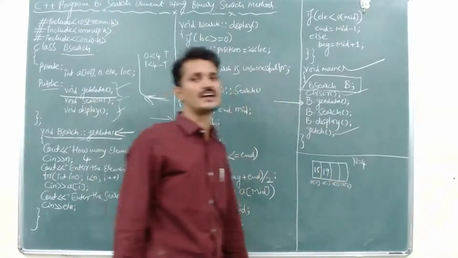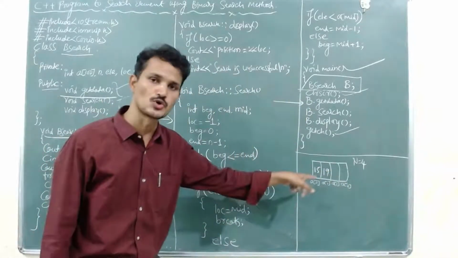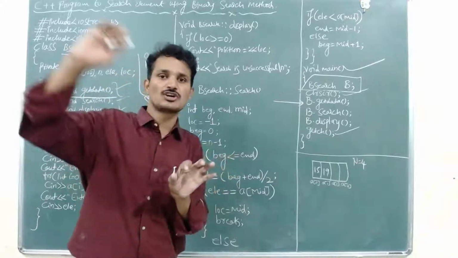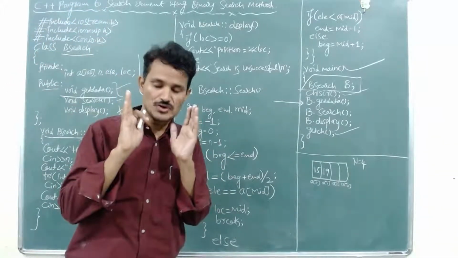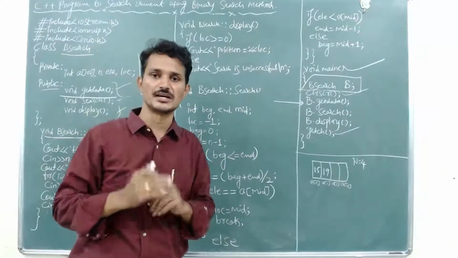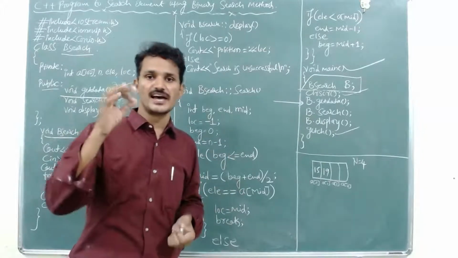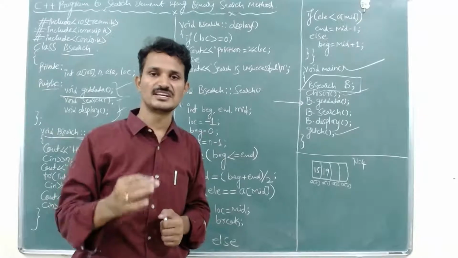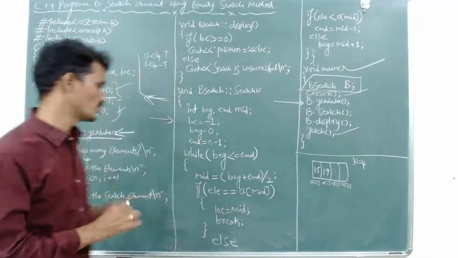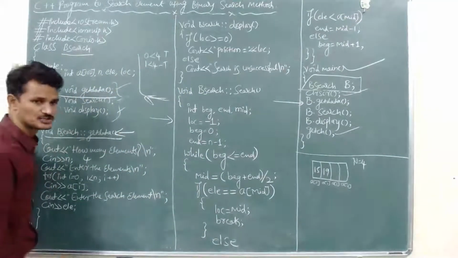So I am giving the element as 19. Look at the elements, the first two elements are in increasing order. So you have to be very careful while giving the elements for the binary search. The elements must be in increasing order. That is the most key point here for the binary search.